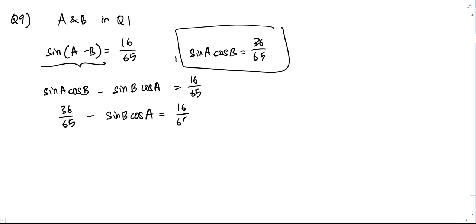16 over 65. So what this means is that we can now answer part 1 to find cosine A sine B. Sine B, make it the subject. We have 36 over 65 minus 16 over 65, leaving us with 20 over 65, which is 4 over 13.